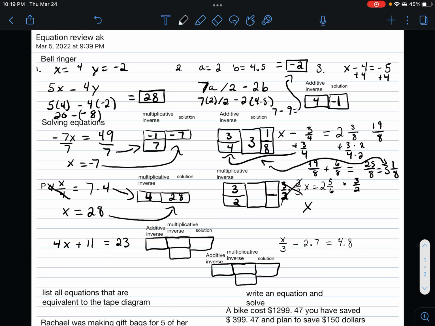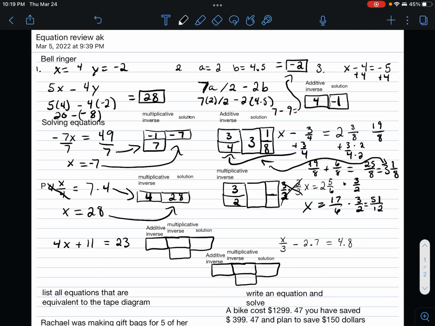Okay, but before we can multiply those, you have to convert this to an improper fraction. 6 times 2 is 12 plus 5 gives us 17/6 times 3/2. We can't cross simplify, so we just need to multiply. This is going to give us 51 over 12. Okay, we can convert this to a mixed number.